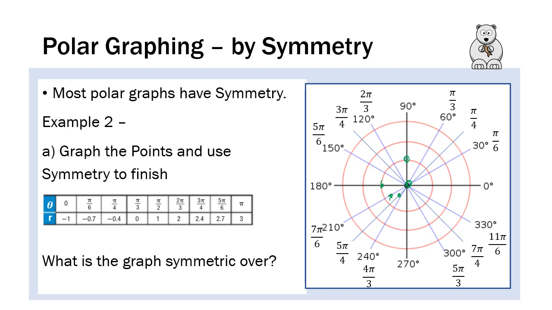Then we have 2 pi over 3 at 2, so this is a little different graph. And then 3 pi over 4 at 2.4 is about right there. And 5 pi over 6 at 2.7, it doesn't like my dots, so I'm going to make them messy. Okay. And then pi is at 3. Pi is 180 degrees, at 3.